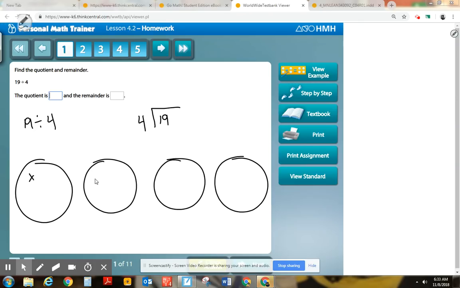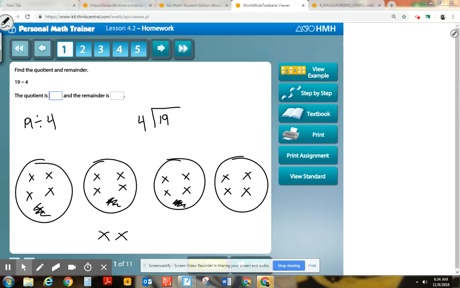So here we go. 1, 2, 3, 4, 5, 6, 7, 8, 9, 10, 11, 12, 13, 14, 15, 16, 17, 18, 19. I can't do that, so I need to take these away, right? So there's 3. Okay. So right now I have 4, 8, 12, 16, 17, 18, 19.